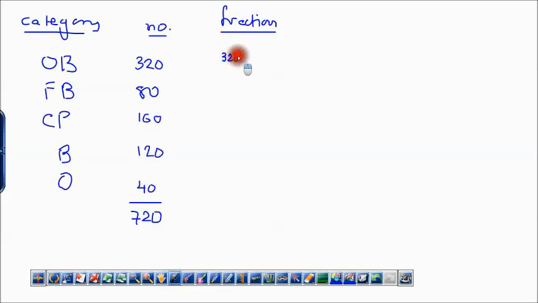320 upon 720, 80 upon 720, 160 upon 720, 120 upon 720, 40 upon 720. And you have to cancel and find out the basic fraction.